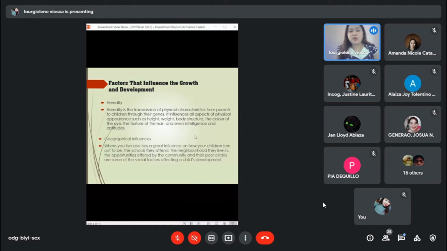Then we also have geographical influences. Where you live also has a great influence on how we turn out and on who we are to be. For the geographical location, this is in connection with, let's be particular, climate.